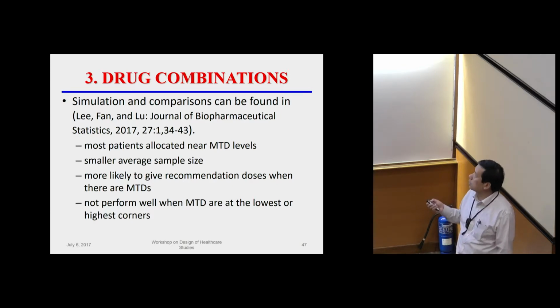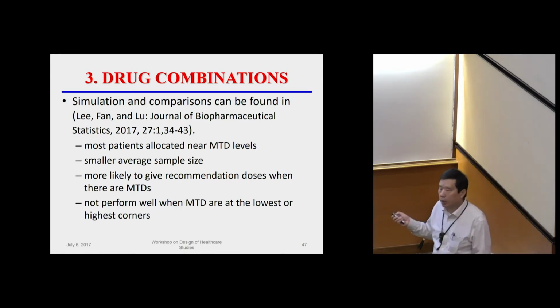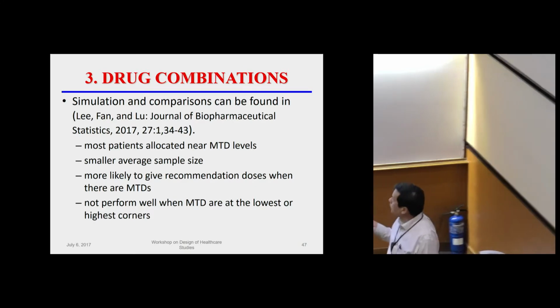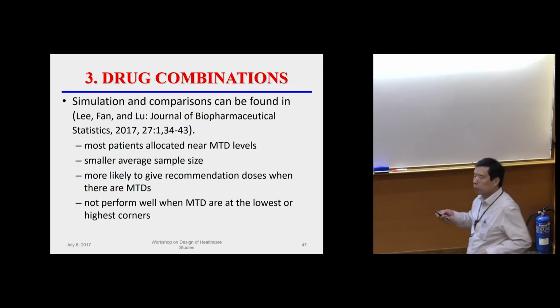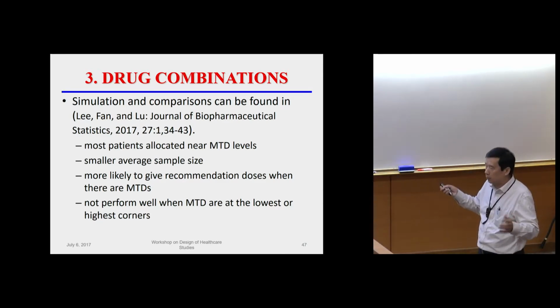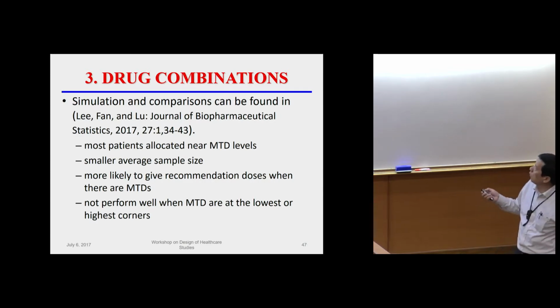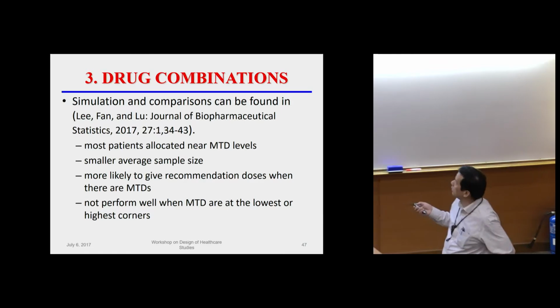And this simulation shows most patients are actually allocated near the MTD level. And again, because of the steepness, we get a smaller average sample size to reach the MTD. And most of the time, in the two-dimensional case, sometimes you don't recommend MTD. For example, you run CIM, you didn't find any MTD. And in our case, the probability of recommending MTD is higher than the other method.